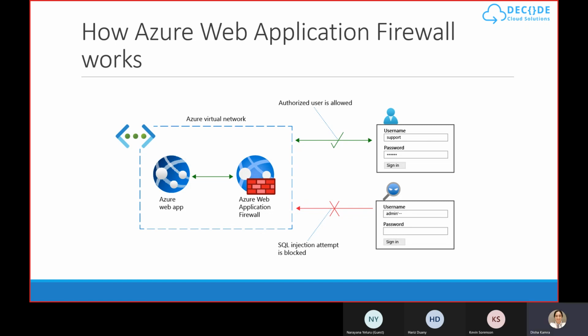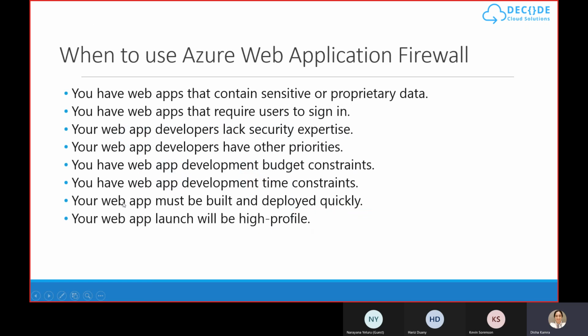Okay, now let's move into the next slide, which is talking about when to use the Azure Web Application Firewall. How it works, this is what we have seen. Now you need some criteria to help you evaluate whether Azure Web Application Firewall is a suitable choice for your company. Let's consider some of the scenarios you are looking to evaluate. As part of your evaluation, you will know in which scenarios it will fit. The first one: you have a web app that contains sensitive or proprietary data.